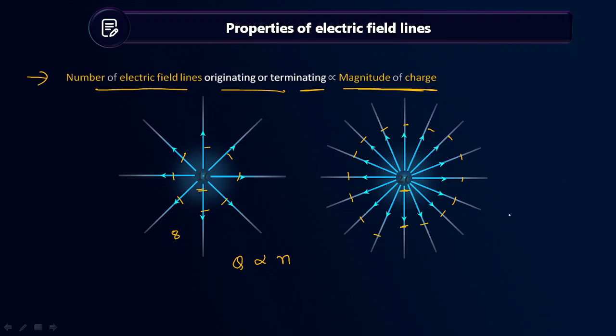Right? So sometimes what they do is they will give you two charges Q1 and Q2 and the number of electric field lines will be given, and they will ask you to find the ratio Q1 by Q2. So can I say Q1 by Q2 will be equal to N1 by N2. Just count the number of electric field lines and take the ratio. That will be the ratio of charge. Simple.